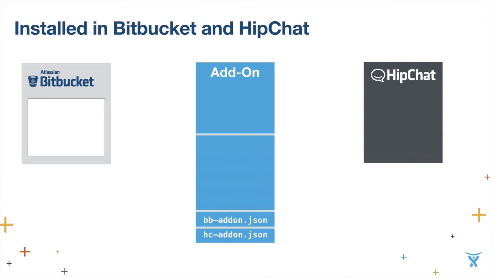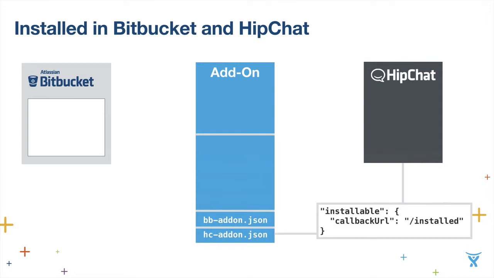So for instance, configuration pages probably look very similar in HipChat and in Bitbucket, and a lot of that can be shared, and it's all surfaced by a single add-on. The other nice thing is that Bitbucket doesn't know anything about HipChat, and HipChat doesn't know anything about Bitbucket. They just know about add-ons and Connect. So how does this work in a bit more detail?